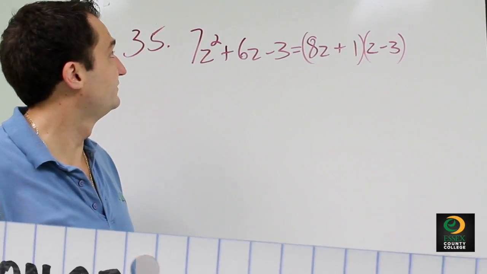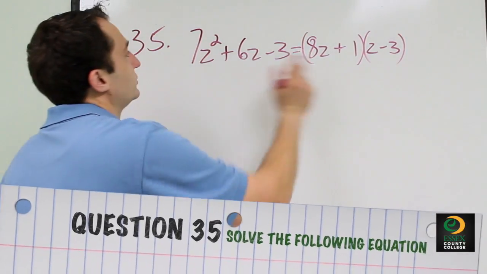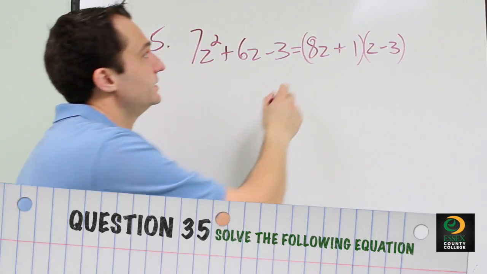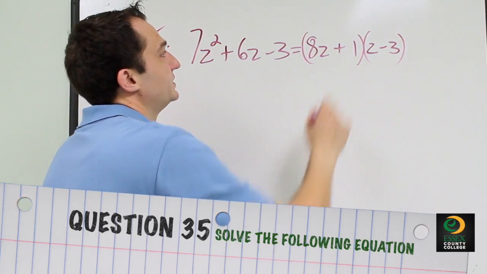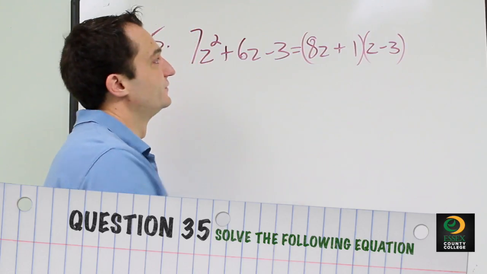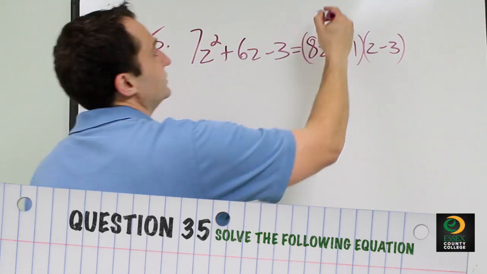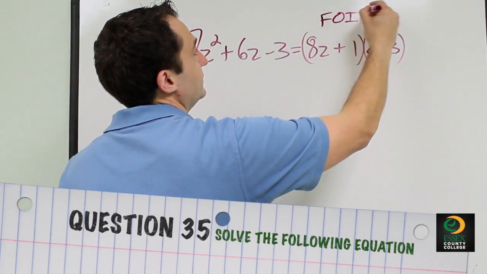Problem number 35 asks us to solve the following equation. 7z squared plus 6z minus 3 is equal to 8z plus 1 times z minus 3. Our first step would be to FOIL these two parentheses. So we're going to use the first, outer, inner, last.